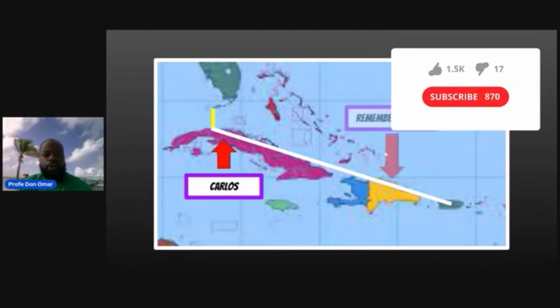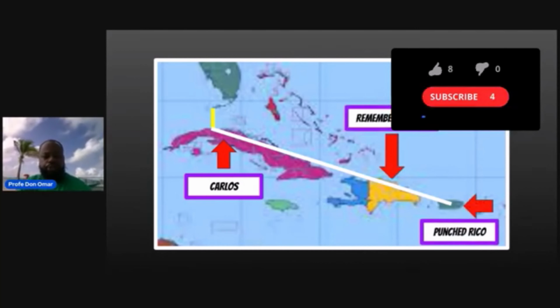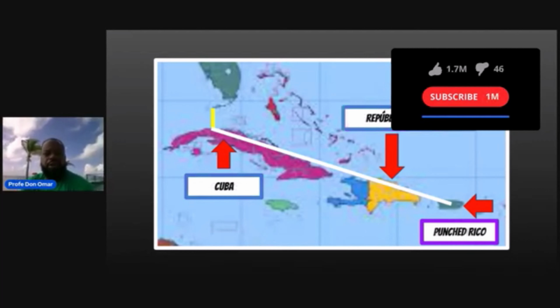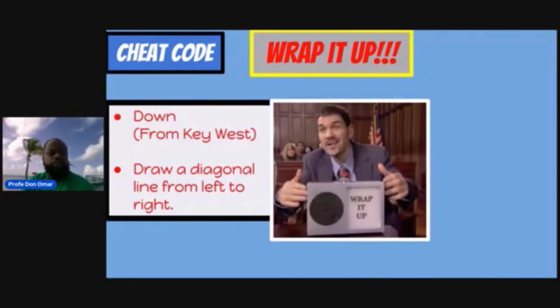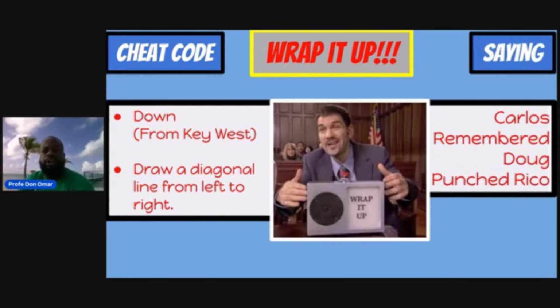So what's our saying? Carlos remembered Doug punched Rico. ¿Y cuáles son los países hispanohablantes? Cuba, la República Dominicana, Puerto Rico. Make sure you remember you're going to go down from Key West and draw a diagonal line from left to right to get that cheat code working. And then our saying: Carlos remembered Doug punched Rico. Soy Profe Don Omar. Nos vemos.